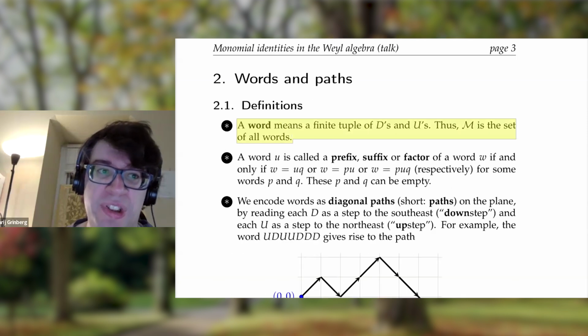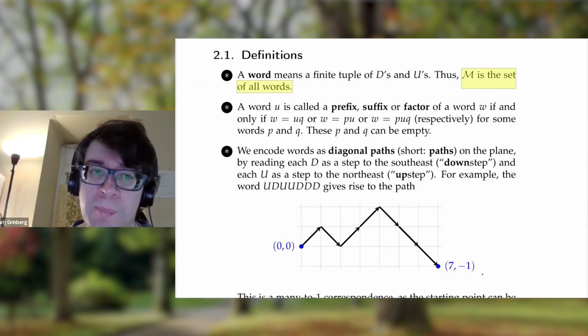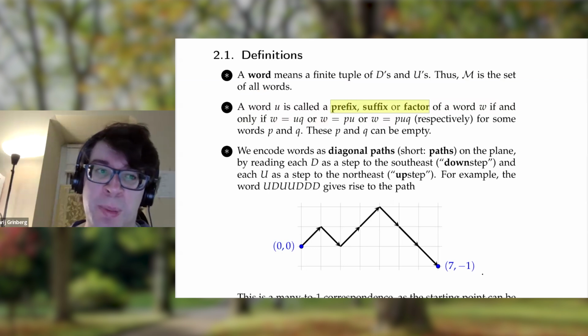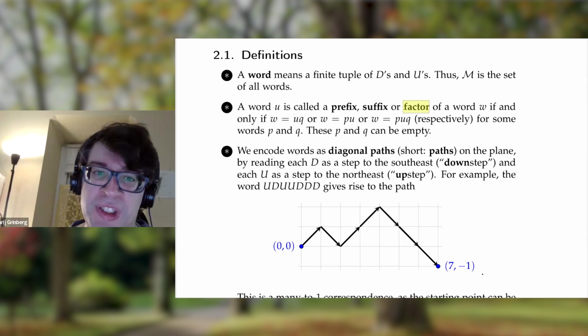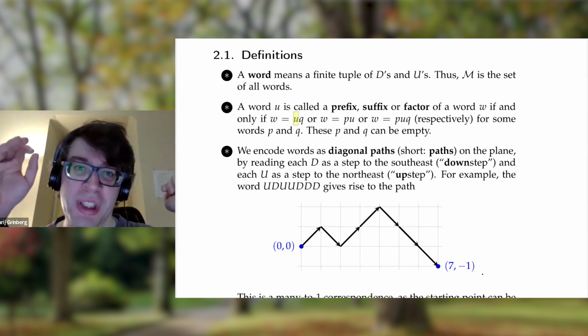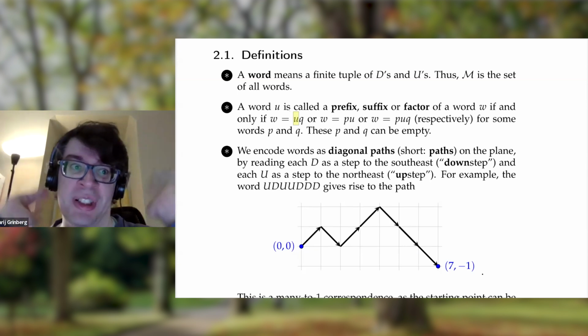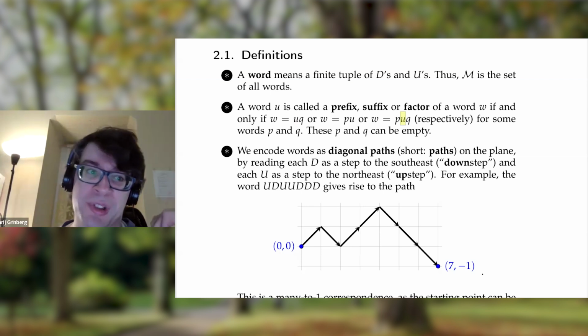So I remind you that a word will mean just a tuple of D's and U's. So M is the set of all words. We're going to use the standard notations from the theory of words: a prefix, a suffix, or a factor. A prefix is a subword that starts at the very beginning and is contiguous. A suffix is contiguous and ends at the end of the word. And a factor is contiguous but can be anywhere in the word.